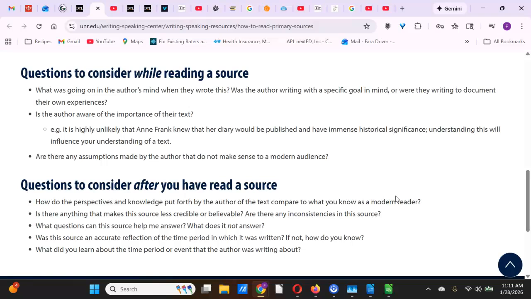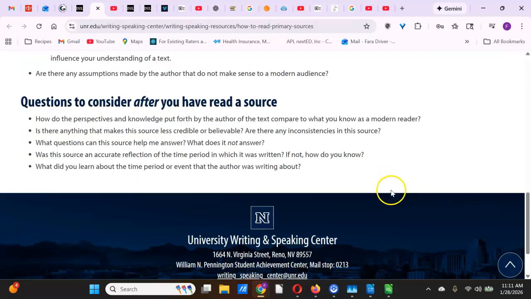All right, so those are the things you want to consider while you're reading the source. And then after you've read the source, you want to consider how the perspectives and knowledge put forth by the author of the text compare to what you know as a modern reader. As in, do we know more things today about that time period than he or she possibly did at the time they wrote it, which is often the case. Is there anything that makes this source less credible or believable? Are there any inconsistencies in this source?